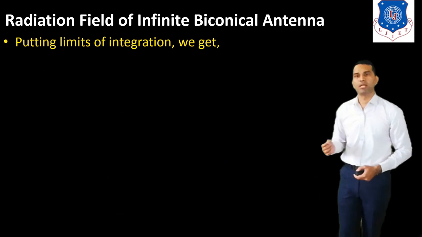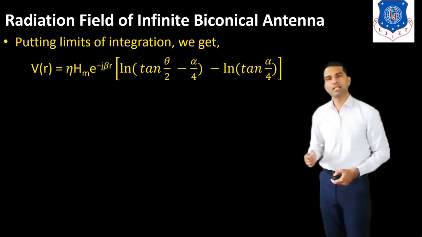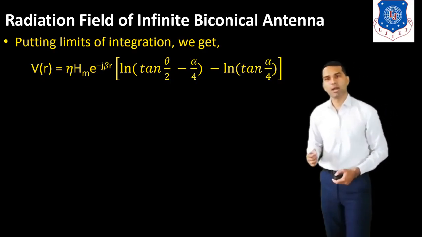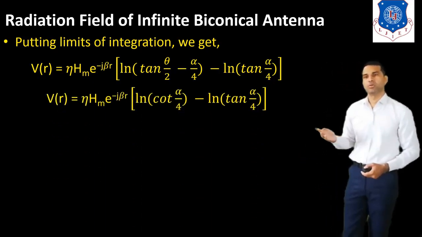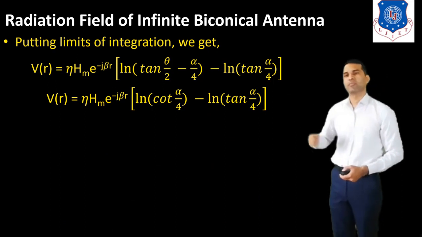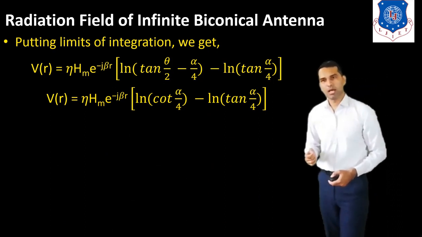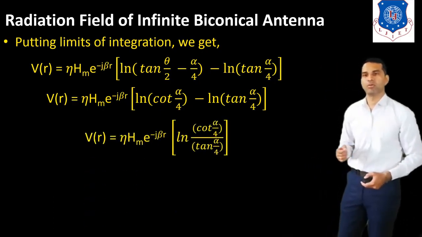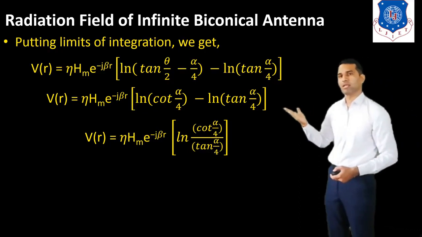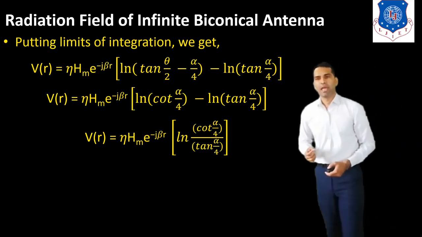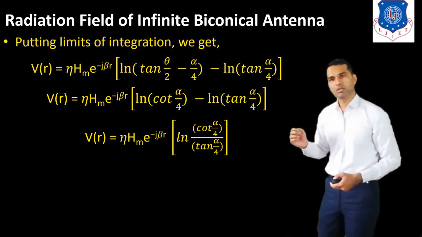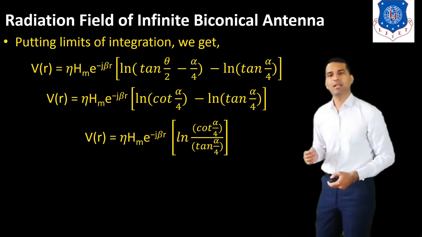Now we put in the limits of the integration. So we get V(r) equals eta Hm e raised to minus j beta r times ln tan theta by 2, evaluated from alpha by 2 to pi minus alpha by 2, which gives ln cot alpha by 4 minus ln tan alpha by 4. By using the logarithmic property, we can write eta Hm e raised to minus j beta r into ln of cot alpha by 4 upon tan alpha by 4.